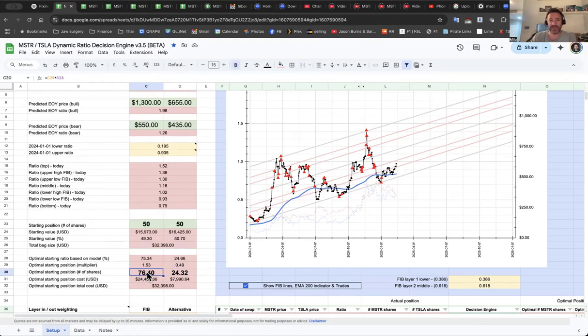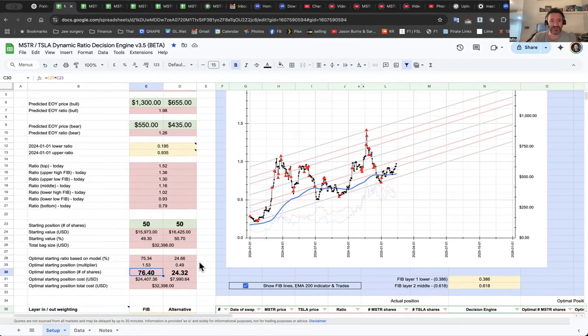And so on that basis, the model's telling you that you should have 76 shares of MicroStrategy and 24 shares of Tesla. And if the ratio is down here at this bottom point of the range, it would tell you should have 100% MicroStrategy and 0% Tesla. So it's just a way to give you a good starting point. If you don't use this model for anything else, in terms of the recommendations, you could just use this as a way to set up a pair trading bag and make sure you've got the optimal amount of starting shares of each asset. And that way you can benefit from trading within this range.